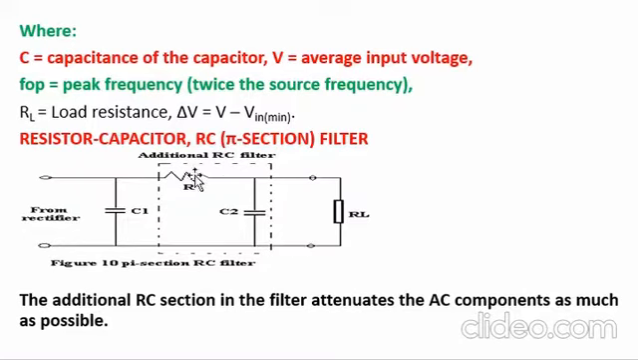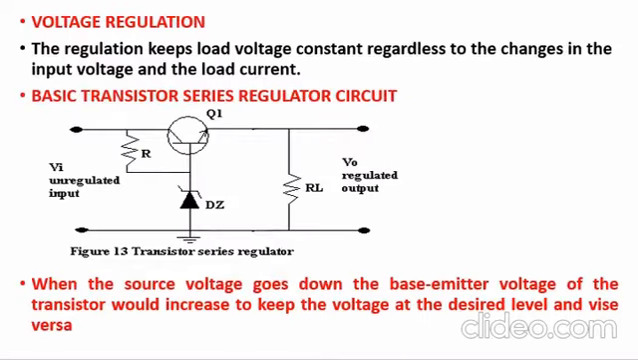The function of this one is that it will filter part of what it can, and this one is to add more attenuation, that is, more reduction to the ripple voltage. Now the next thing is the voltage regulation, because we have seen transformation, rectification, filter, and then voltage regulator.